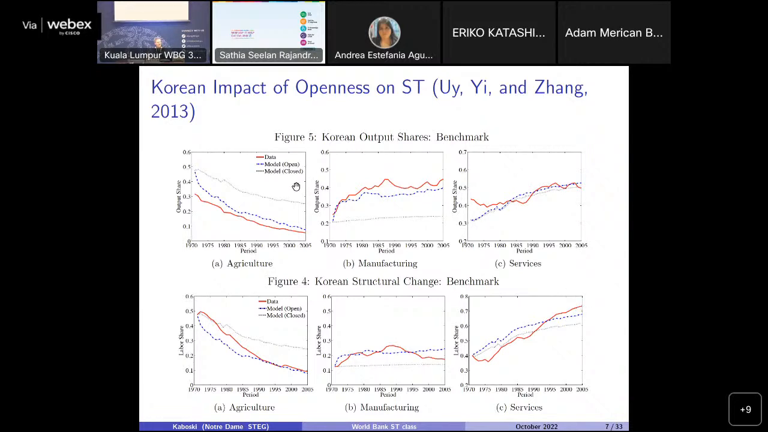Now, the gray line, you see that, in fact, without opening to trade, you wouldn't have gotten this big acceleration in manufacturing. Because the acceleration of manufacturing is from Korea exporting manufacturing and importing agriculture. You don't get nearly the drop in agriculture. Okay, so this is showing you the importance of trade in the Korean context.